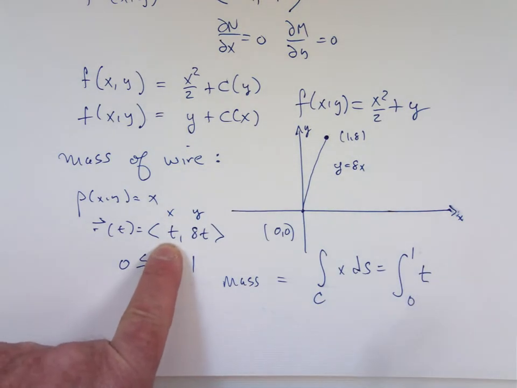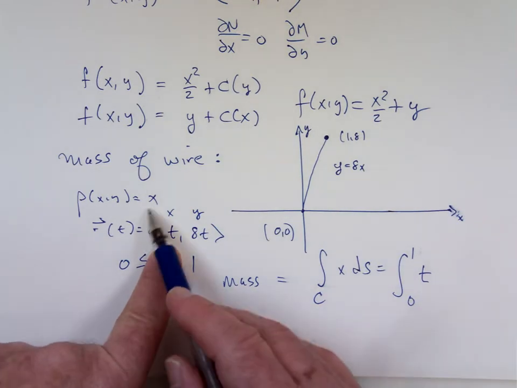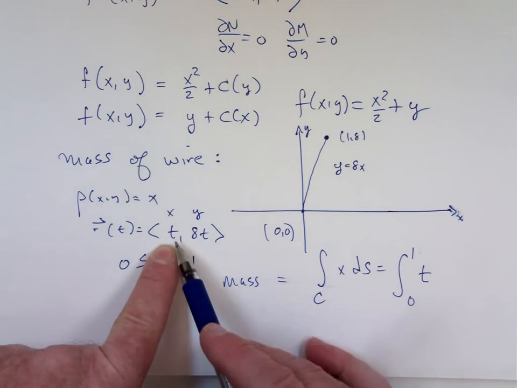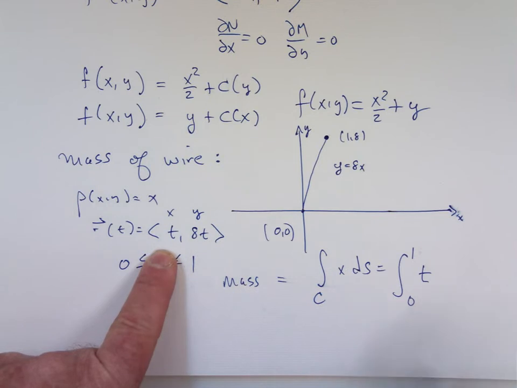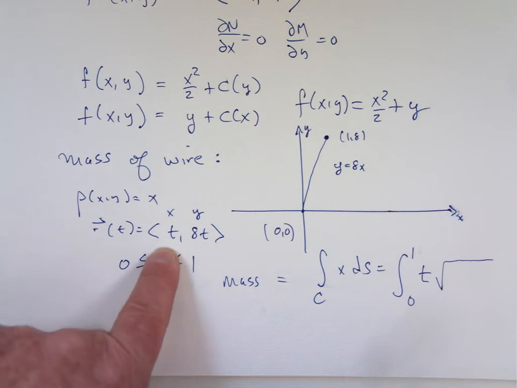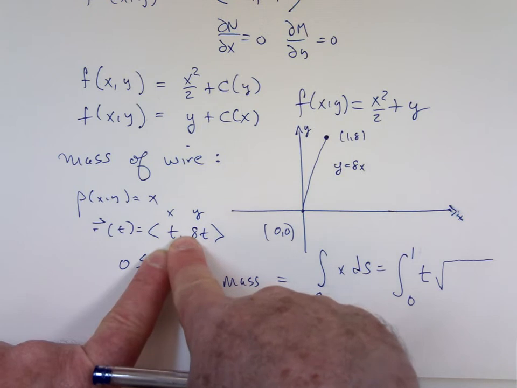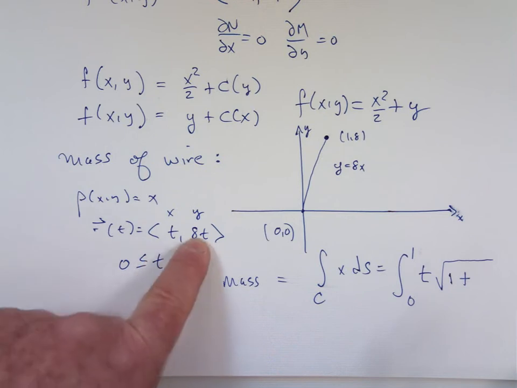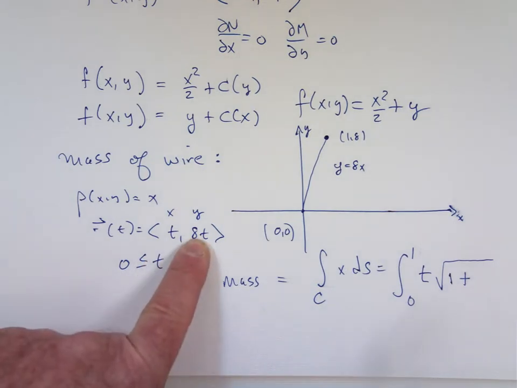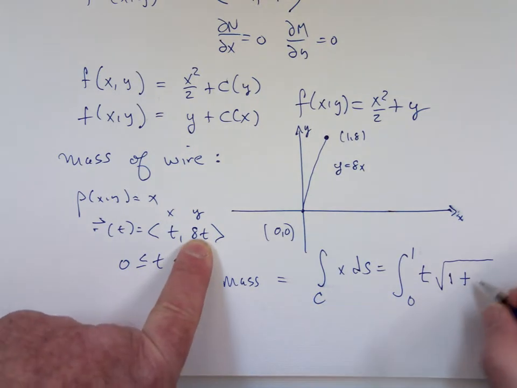You bet you would. If the density function were xy, you would have 8t squared right in here, because this gives you your x and the y. Then you have the square root of dx dt squared, which is 1 squared, plus 8 squared. So it's going to end up being root 65.